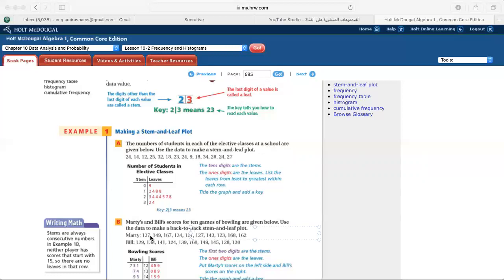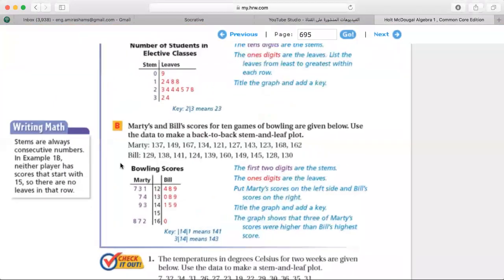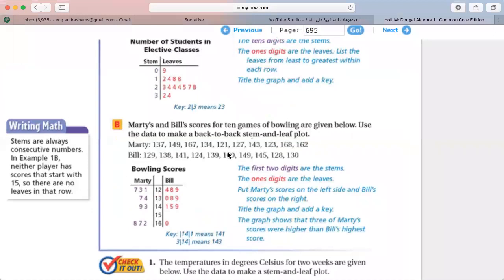Again, another one. This one is a little bit complicated. Why? Because we have 3-digit numbers and we have 2 stem and leaf plots together, 2 parts together. Okay, I have Marty and Bill and I have numbers for them and I want to make a stem and leaf plot. As we said, whatever the number of digits that I have in a number, I will take the last digit and put it in the leaf and the stem will take the rest of the digits. Okay, I will start with Bill.